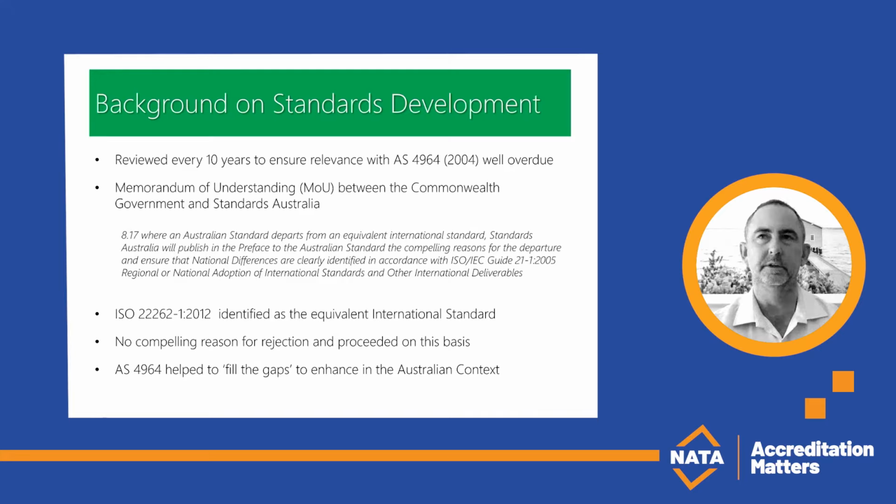So for some background in standards development, Australian standards undergo a revision process every 10 years to ensure that they remain current and relevant to the Australian economy, and it considers technological advancements and ongoing needs. As a general principle, Australian standards aim to adopt international standards unless there are compelling reasons not to. This approach is intended to reduce barriers to trade and is part of Australia's commitment as part of the World Trade Organization. And this is where ISO 22262-1 was identified as the international equivalent standard. And we did an initial gap analysis and found that there was no compelling reason to reject it.